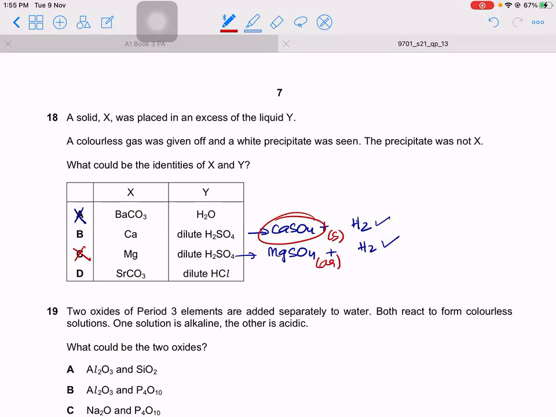Strontium carbonate with hydrochloric acid. What will this give you? This will give you carbon dioxide. So this will give you strontium chloride plus water plus carbon dioxide. Strontium chloride is not a precipitate. All chlorides are soluble except silver and lead. These chlorides are insoluble. This is soluble. Can't be the answer. The answer therefore is B. Clear?